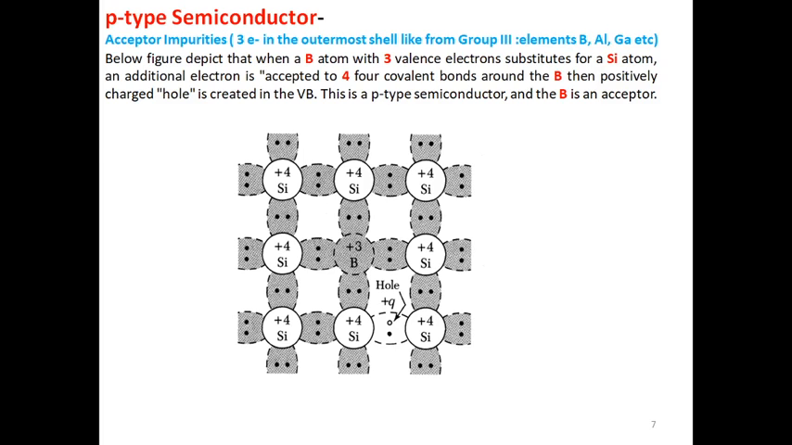outermost shell, and then it will form covalent bonds with the neighboring silicon atoms, but only 3 covalent bonds will be formed and one hole remains here, and that hole is created in the valence band. Due to this boron acting like an acceptor in the pure silicon, the p-type semiconductor is formed. This is the basic about the n and p-type semiconductor.